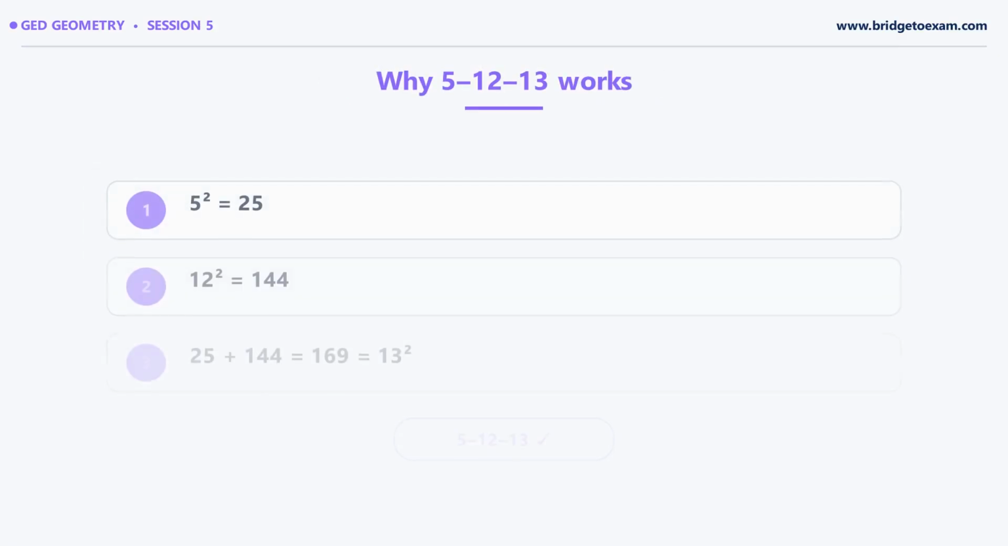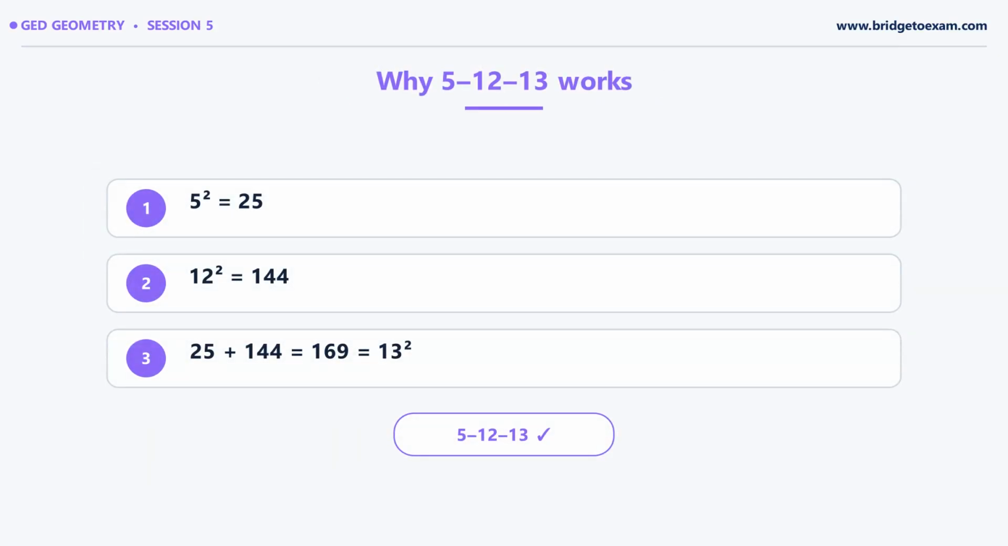Take 5, 12, and 13. 5 squared is 25. 12 squared is 144. Their sum is 169, which is 13 squared. Because the equality is exact, these side lengths make a right triangle, and 13 is the hypotenuse.